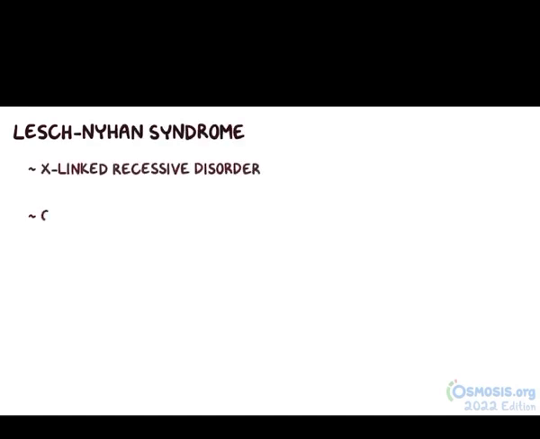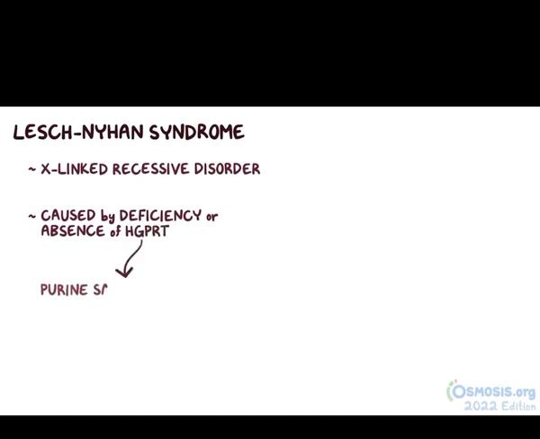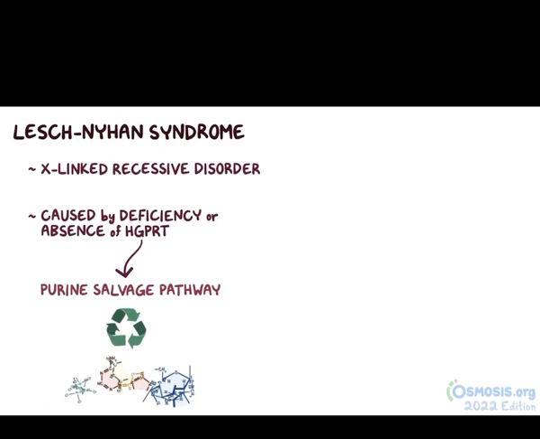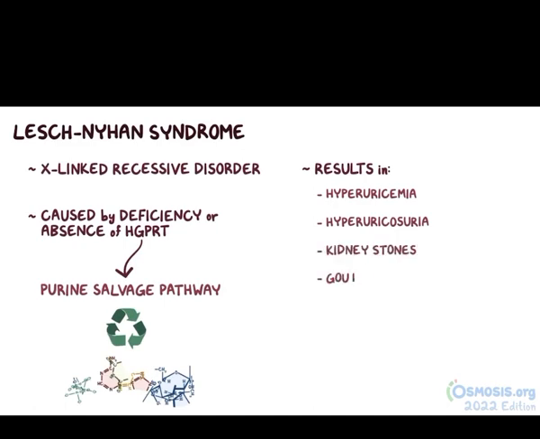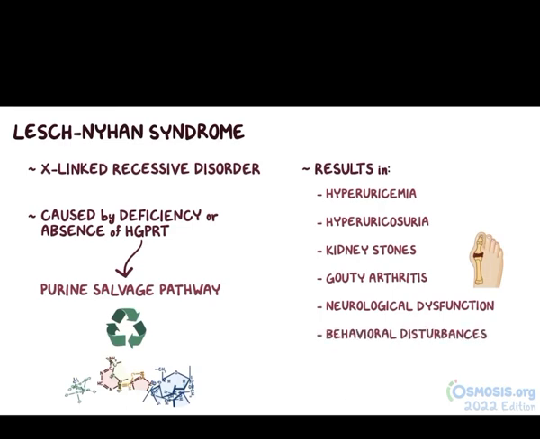Alright, as a quick recap. Lesch Nyhan syndrome is an X-linked recessive disorder caused by a deficiency or absence of the enzyme hypoxanthine guanine phosphoribosyl transferase, or HGPRT for short, which takes part in the purine salvage pathway. The result is hyperuricemia and hyperuricosuria, which leads to kidney stones, gouty arthritis, and neurological dysfunction, like movement disorders and behavioral disturbances, including self-injury.